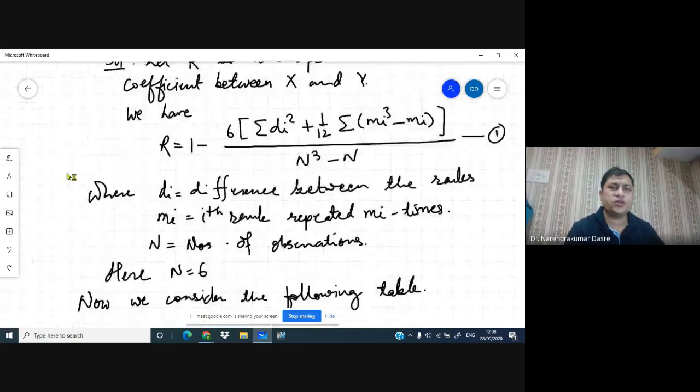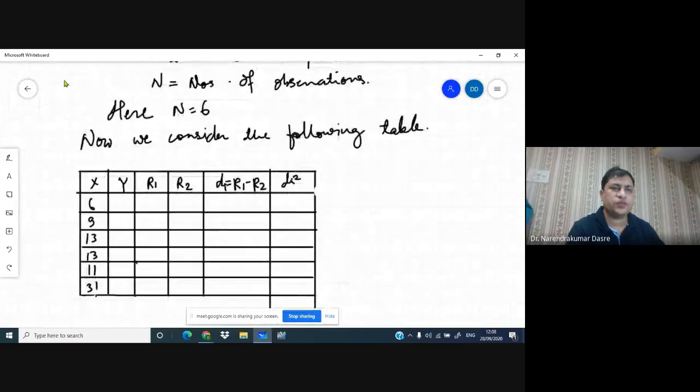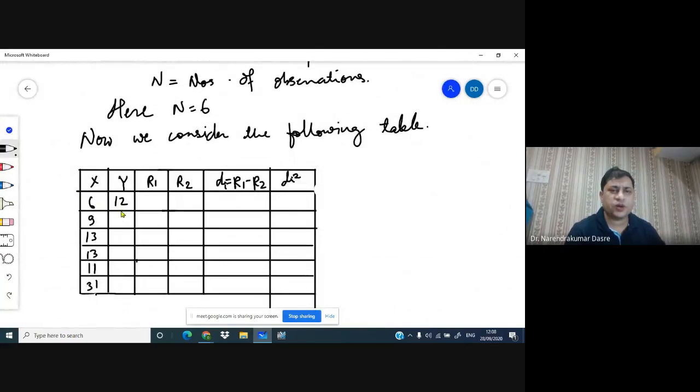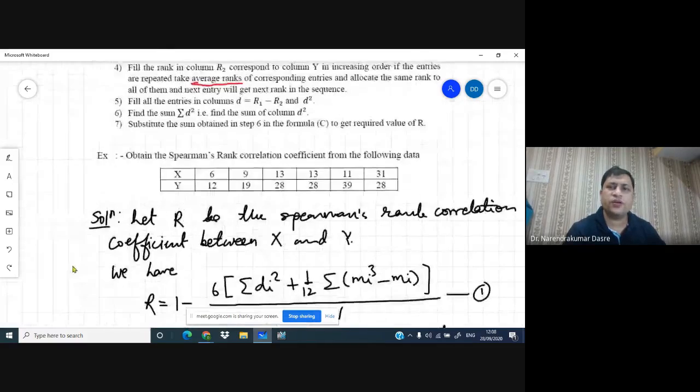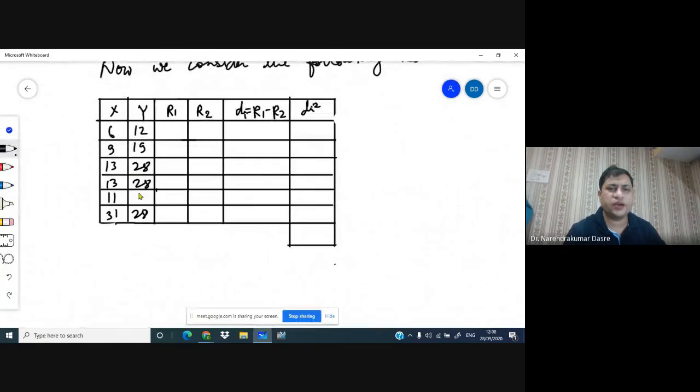Okay, now see what is Y data. So 12, 19, 28, 28, 28. And here what we have is 39. So now we have to assign the ranks. Now here we have to be careful, because there are repeated ranks.